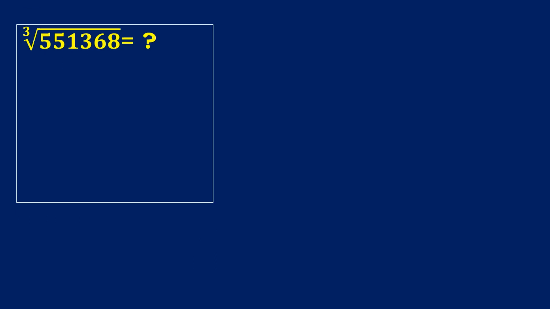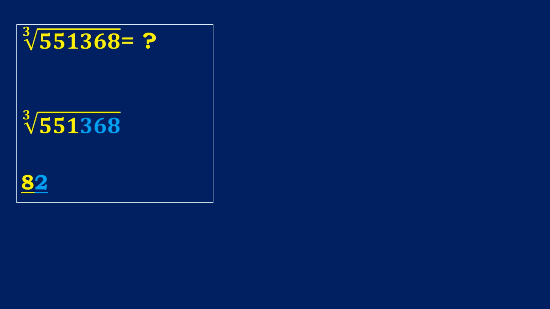Find the cube root of 551,368. The units place of the given number is 8. As we all very well know, when a number ends in 8, its cube root ends with 2. The next step here is to leave the last 3 digits. The remaining number must not necessarily be a perfect cube, but the cube should be less than the remaining part of the given integer. The remaining number in this case is 551. If we take 8, 8 cube is 512, which is less than 551.